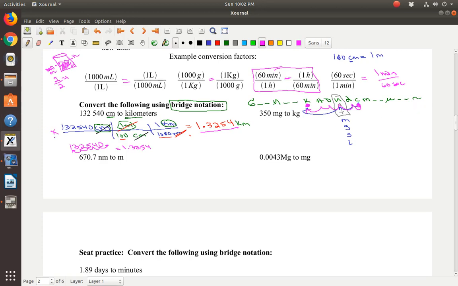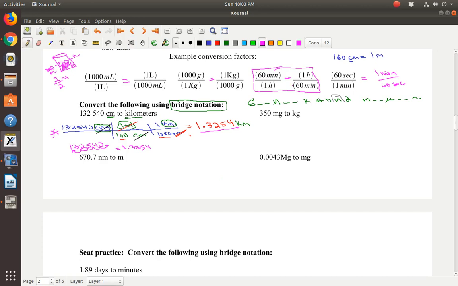Now this is bridge notation that you have to know how to do, because not everything is going to be on this metric line that I used for you. Now let's go ahead and try the next one. We're going to turn milligrams to kilograms, and this is an easy one. It's one we're going to use a lot. So let me erase some of this. We're going to turn milligrams to kilograms.